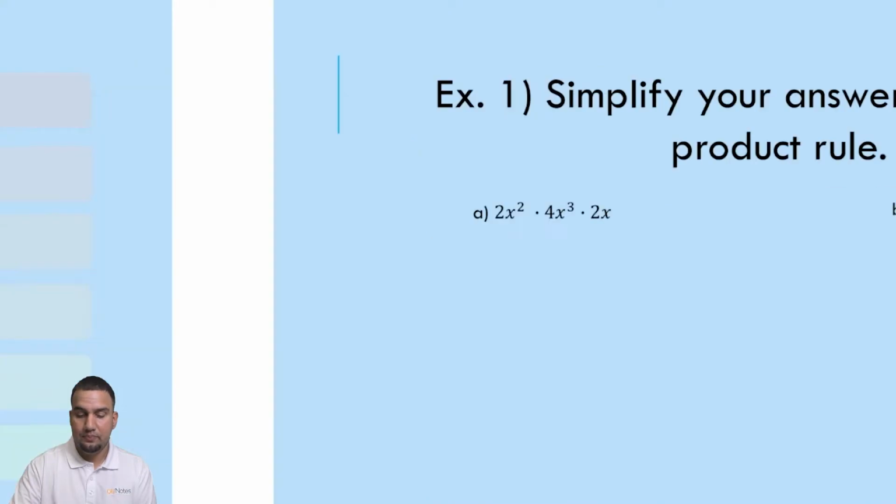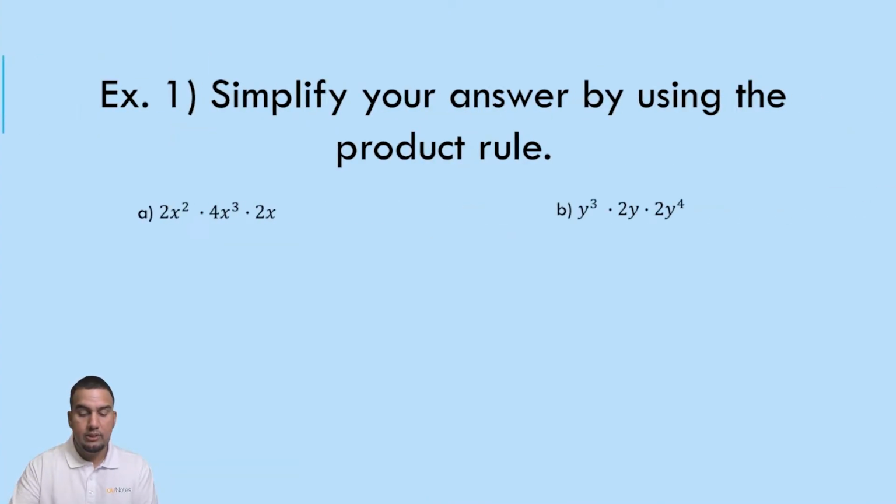Let's get started. In our first example, it says simplify your answer by using the product rule. Well, remember, product rule is when you're multiplying bases, but notice something. You have numbers and variables. The only variable that we have is x. So taking a page out of our previous chapters, every time that we have an x, we want to write a degree of 1. Why are we doing that? We're doing that because we want to be able to know that this degree is 1. We're multiplying all of our bases.